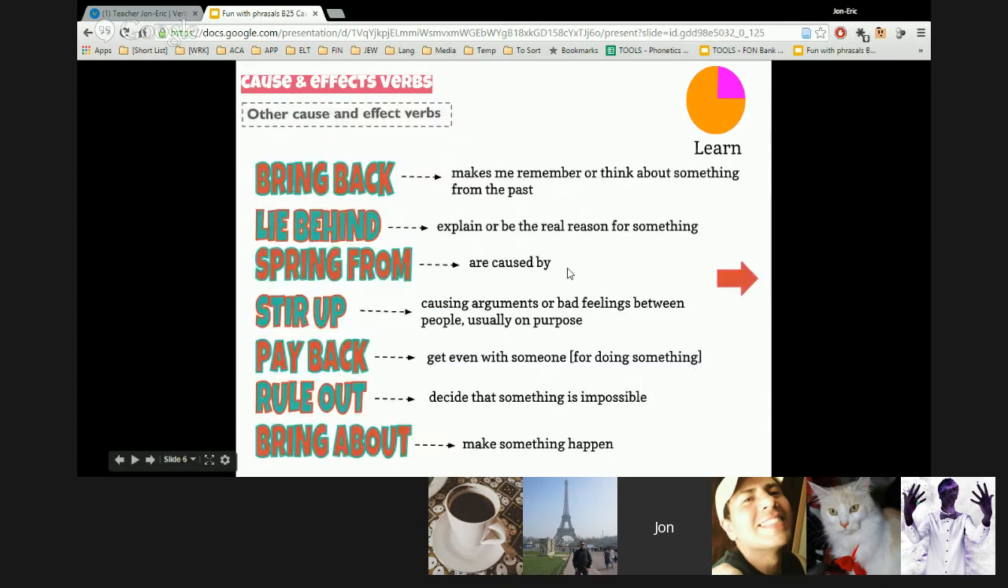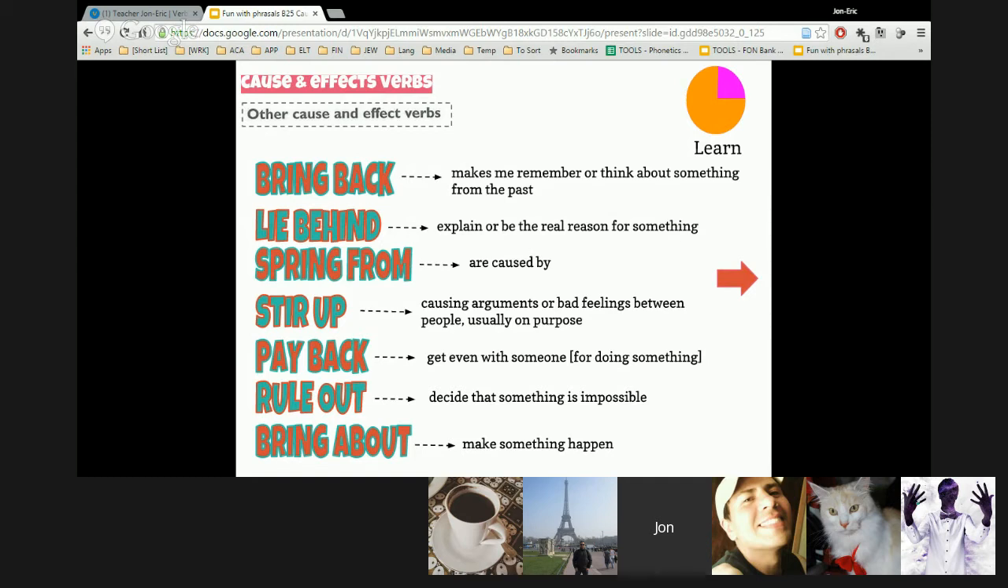But here, we've got all the phrasal verbs that don't fit the pattern. Let's just read through the list first so that you can get used to it, okay? David, read the first one for me with the definition. Bring back: makes me remember, to think about something from the past. Okay, so the effect in this case is about your memory. It's the effect on your memory.